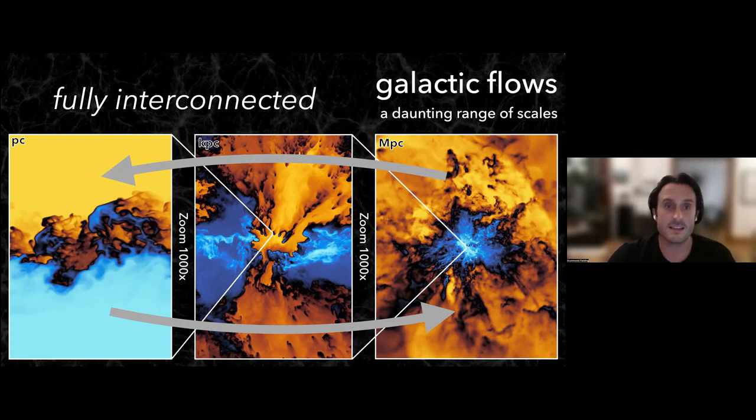Adding to that is these dynamics are fully interconnected. So it's not like we can really separate them and study them one at a time, because the large scale flows impact the intermediate and smaller scales. Likewise, the small scales determine the overall energetics and phase structure of the intermediate and larger scales. So it's a quite challenging problem, I would say.